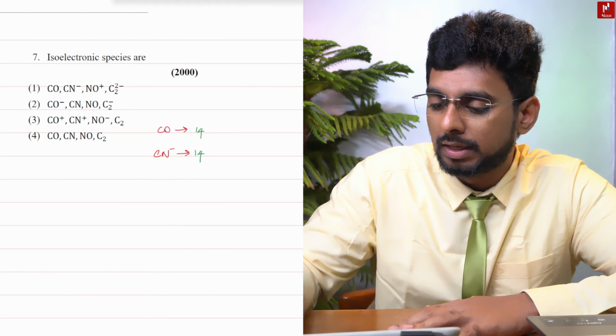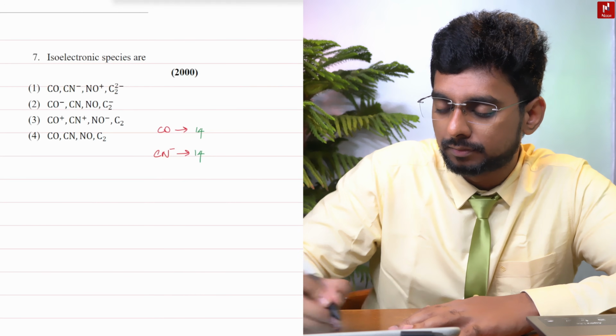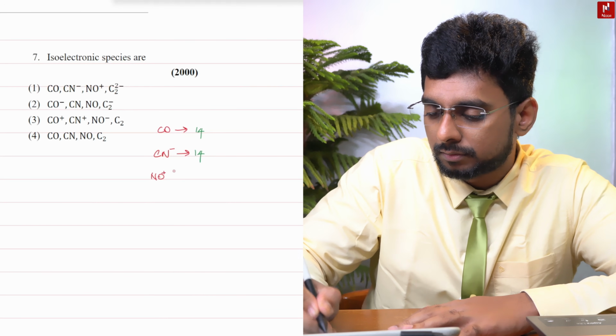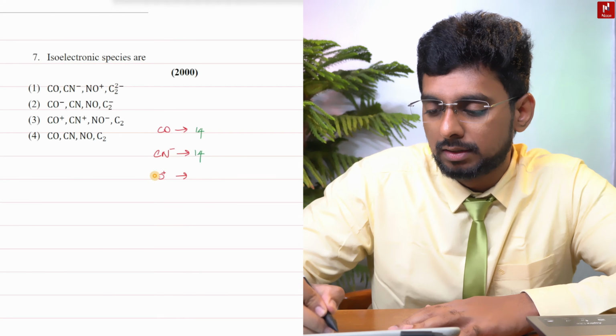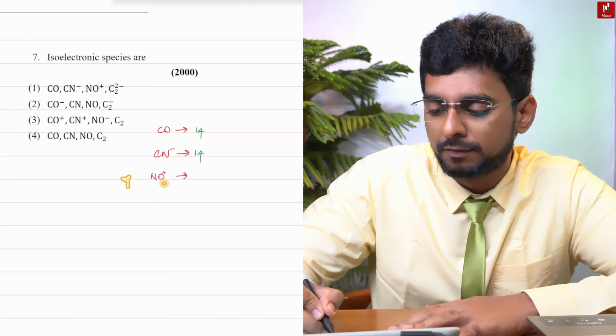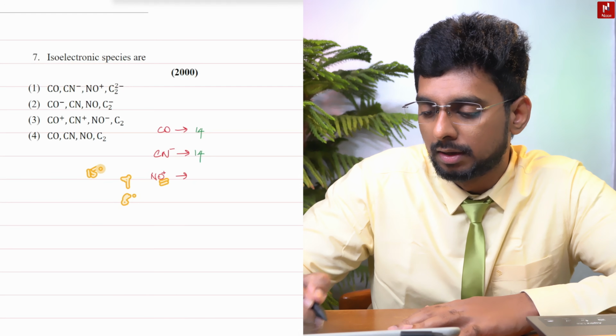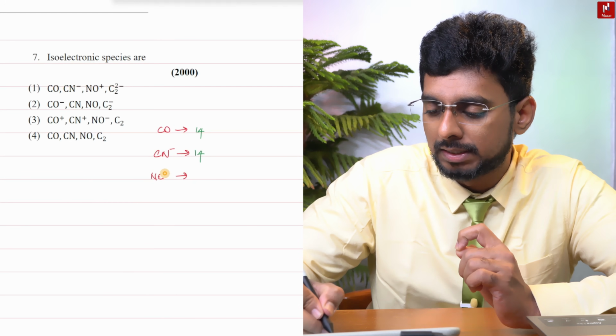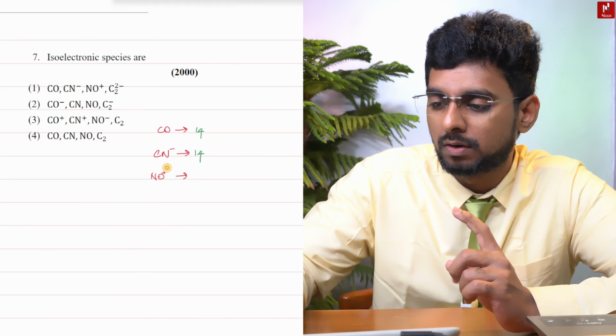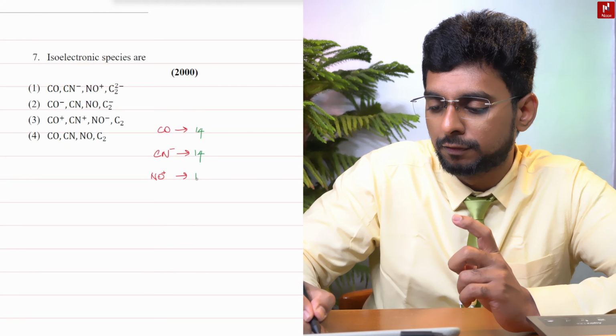Then let me do it for the NO plus. Okay, nitrogen is going to get you 7, and then for the oxygen it's going to be 8. So together that will give you 15. Just remove one electron from it as it is positive. Same way here also it will work out, which is going to get you 14.